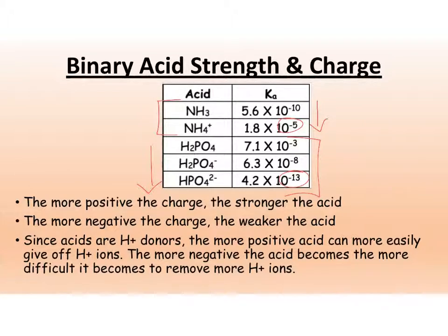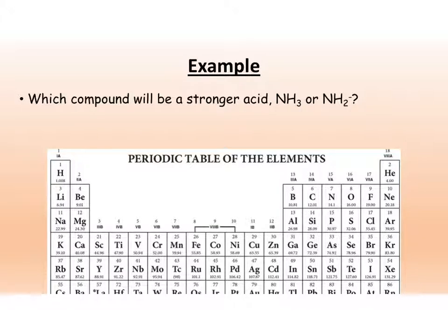Okay, and hopefully this makes sense, because acids are supposed to be H plus donors. So if they have a positive charge, they've got excess H pluses that can be easily given away without doing too much crazy stuff. The more negative it becomes, the harder it is to pull off something that's positive off of it and make it even more negative. All right, so our last example, NH3 versus NH2 1 minus.